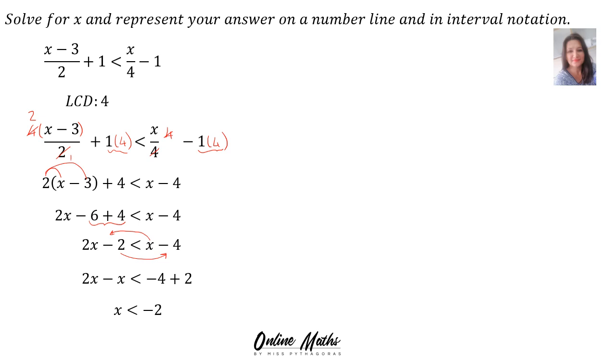Now, x smaller than -2 on a number line. There's your number line. You go to -2. It's an open circle because it's not included, and then smaller than -2, your arrow will go to the left.